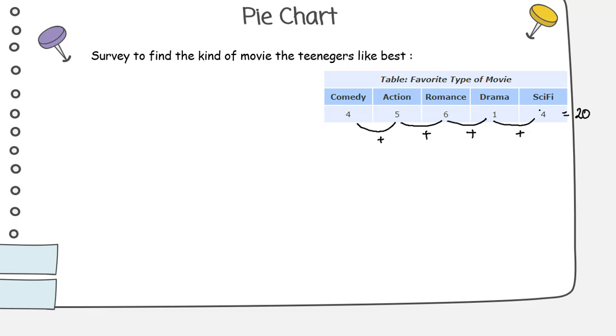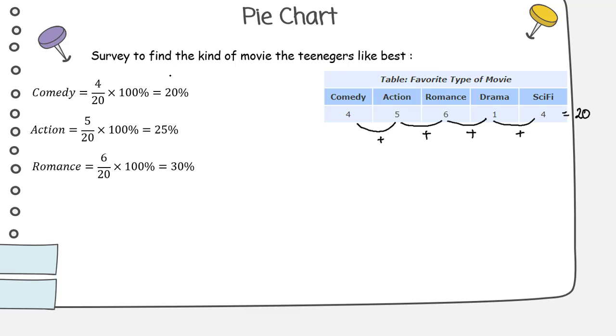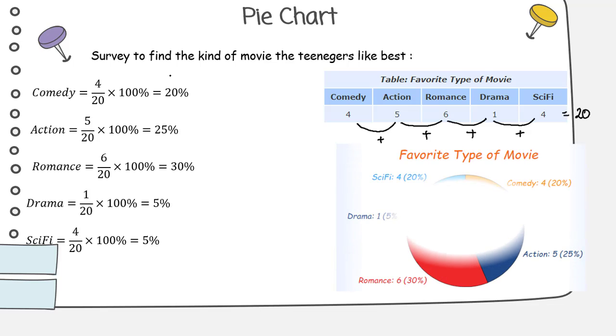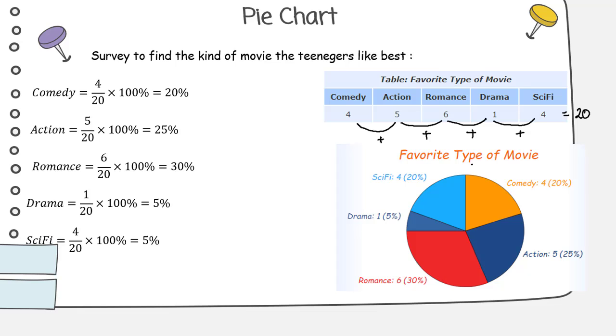And then we have to find the part for each category. So first, for comedy, we get 4 out of 20 times 100%, which is equal to 20%. And then the part for action, romance, drama, and sci-fi. And from all of these results, we can draw the pie chart, and the pie chart will look like this.